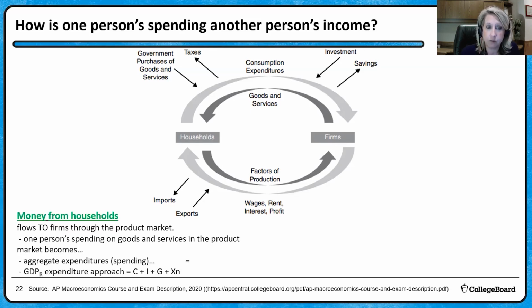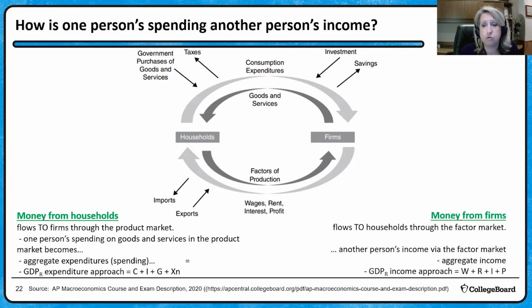Remember that money from households flows to firms through the product market. Money from firms flows to households through the factor market. So what that tells us is one person's spending on goods and services in the product market becomes another person's income in the factor market. When they then use that income to spend money, right? That money then becomes somebody else's income. That person saves some of it, spends some of it, becomes more spending in the product market.